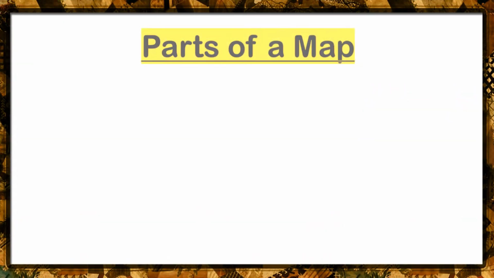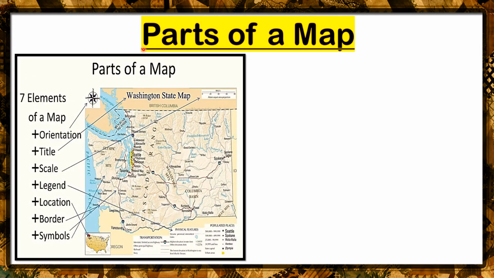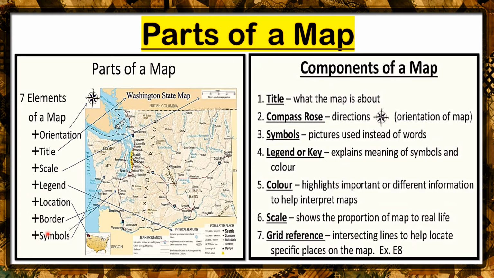Now, class, let us study the different parts of a map. This one is not in your book. I just researched this one for you, so please listen carefully so that you will know how to read maps and it will be easy for you to understand maps. So there are 7 parts of a map: orientation, title, scale, legend, location, border, and symbols. What are the meanings of these parts or components of a map?